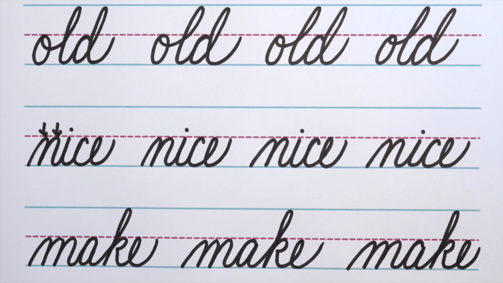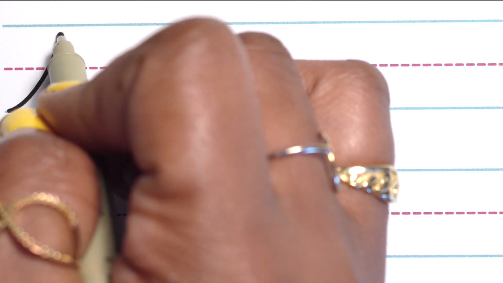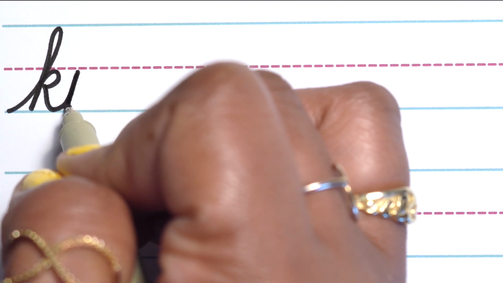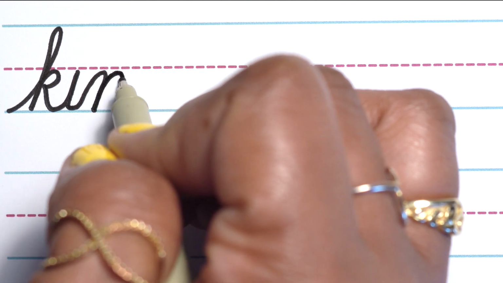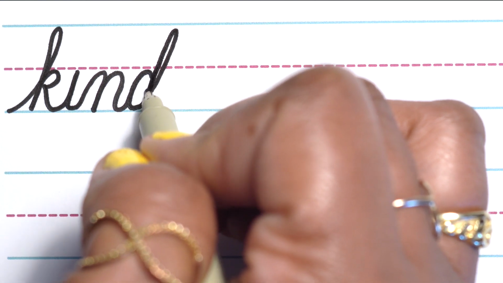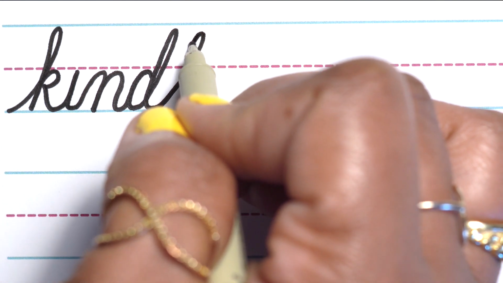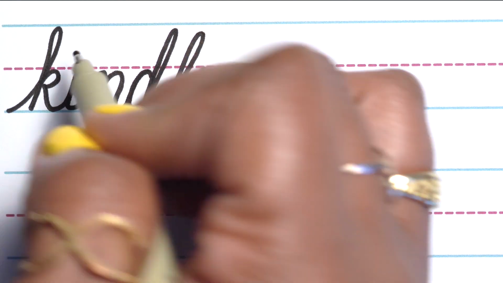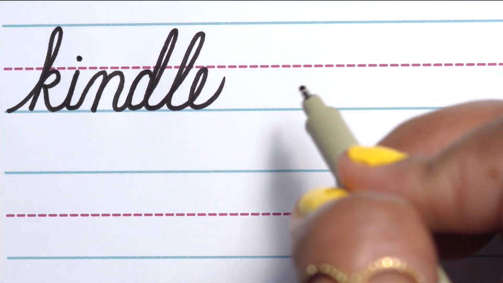Yes, good job. And our last word is Kindle, and that's 6 letters, our first 6-letter word, and we're going to try it now. Get that nice K. Kindle. It's a lot of letters. Fabulous. And don't forget to dot our I. Let's try Kindle again.